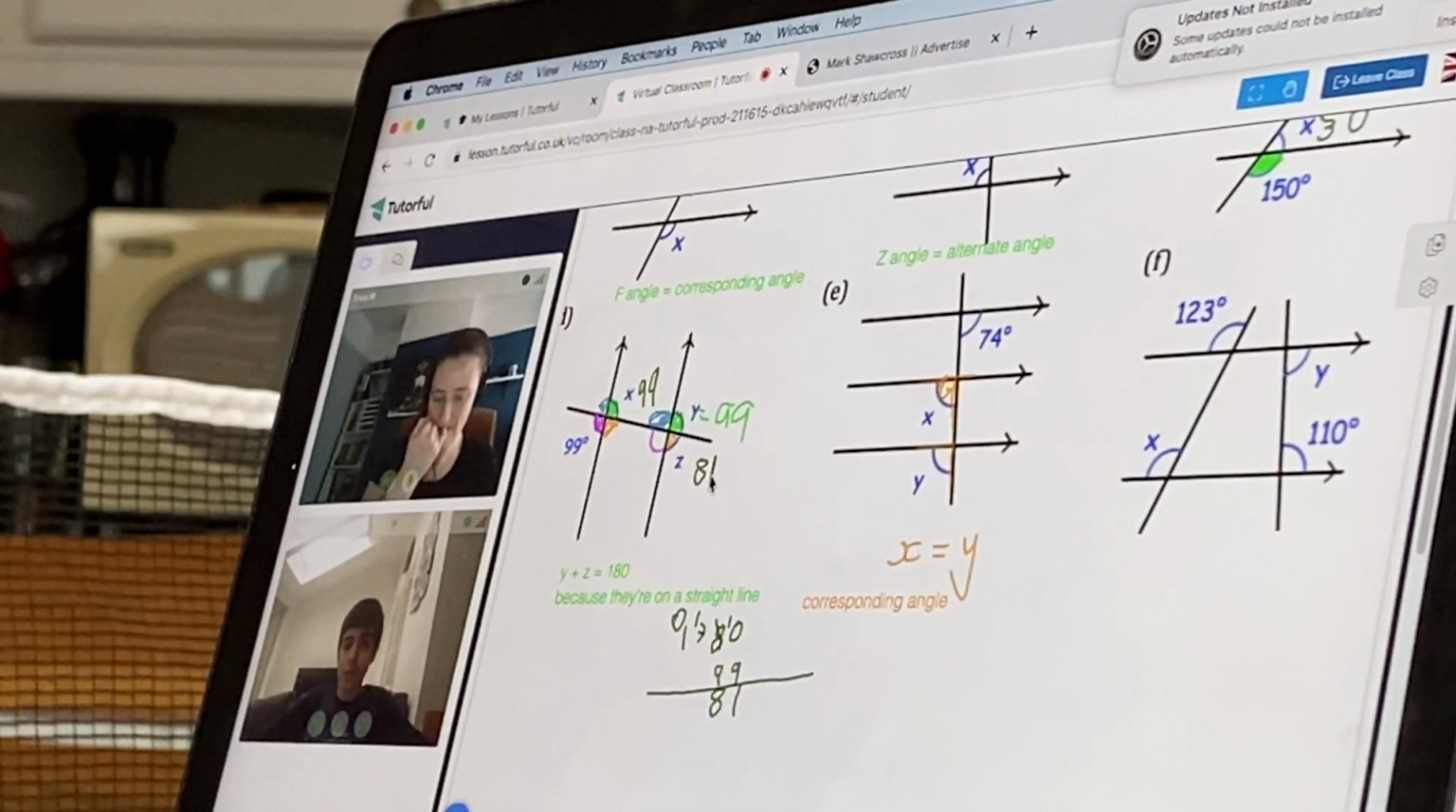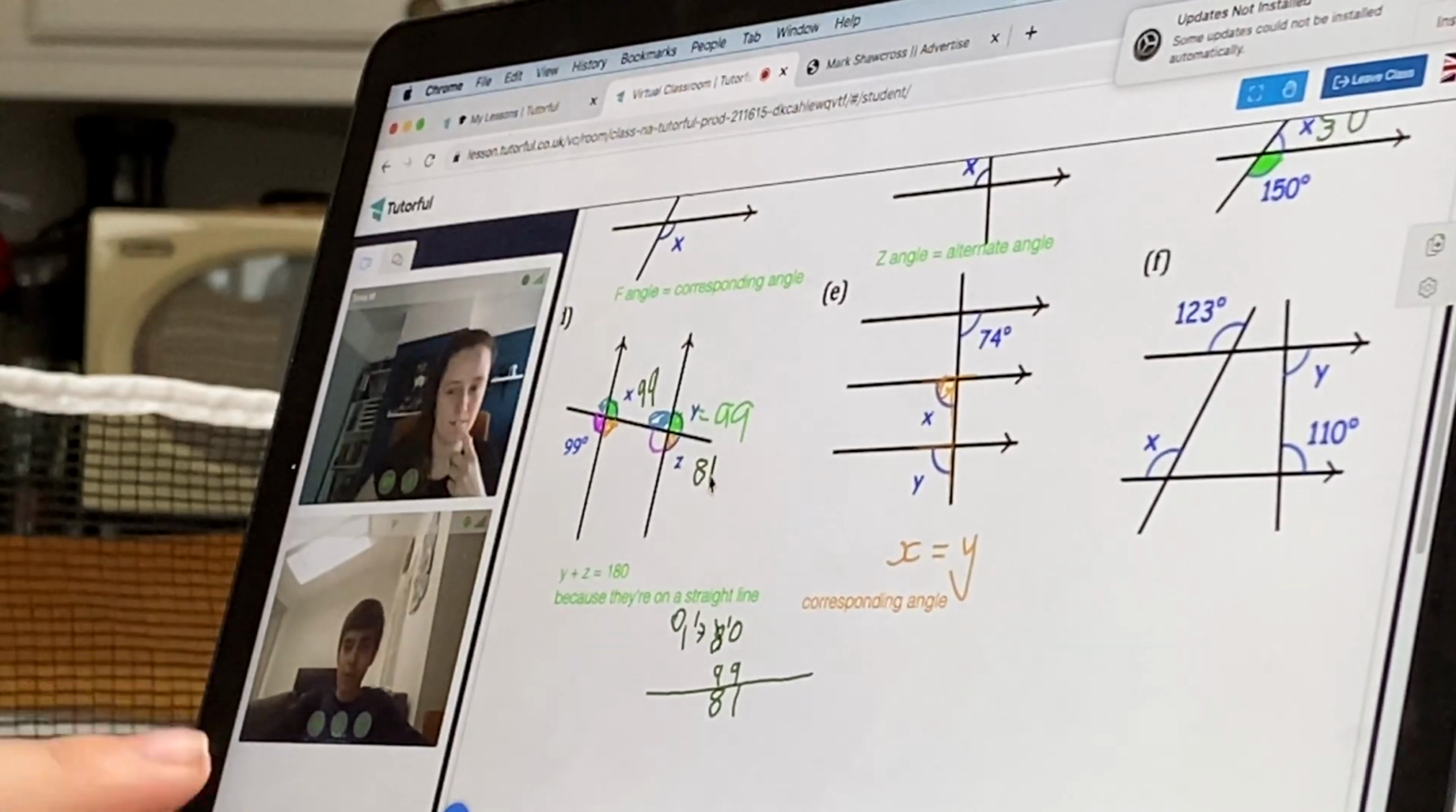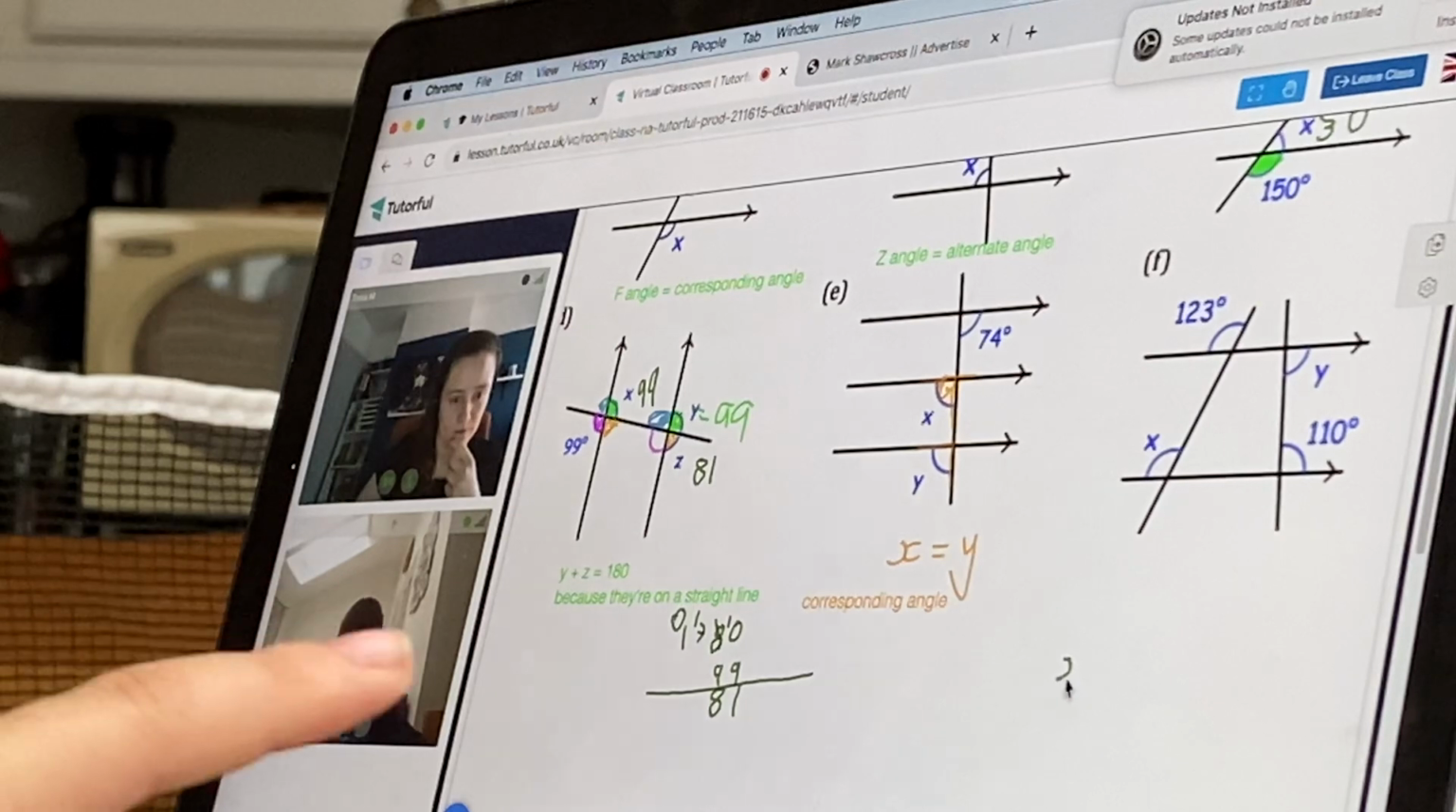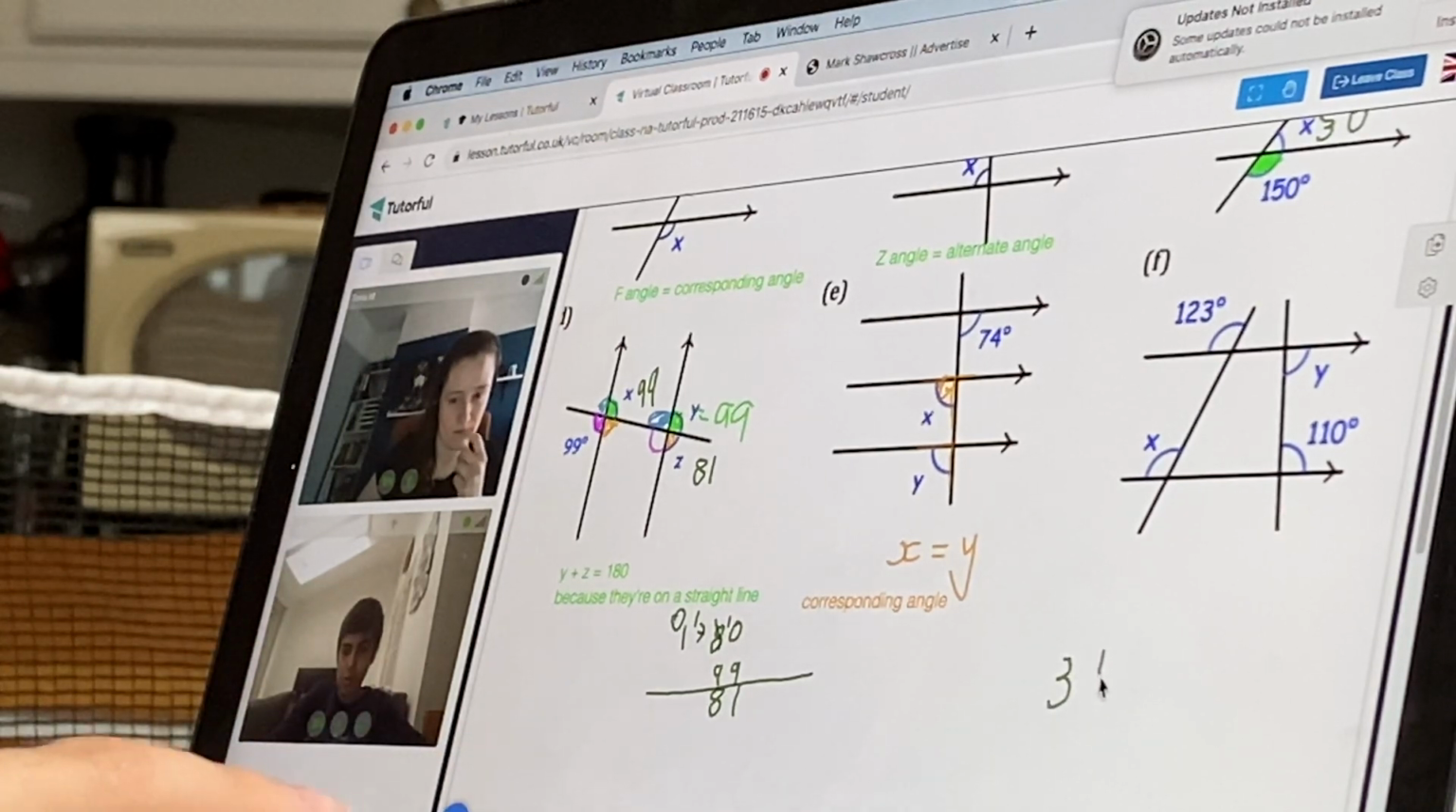So it has to add up to 180. Both of them have to be the same number to add up to 180. X and y are the same number because they're corresponding. Oh, okay, so we can just do 360 subtract 74. Nearly, you're along the right lines.